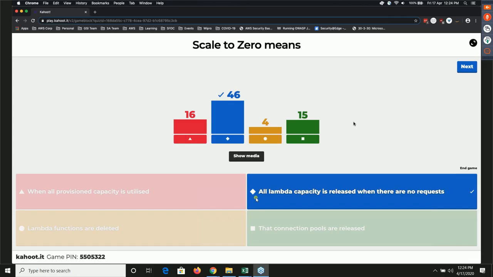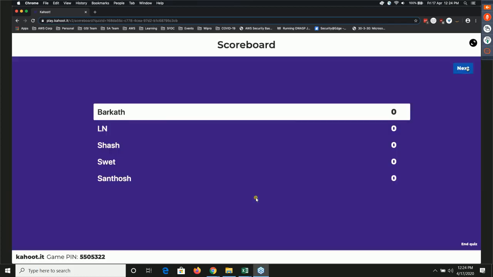And 15 people said connection pools are released. No, there are no connection pools in Lambda. Connection pools are more of a database construct. Here you have Lambda pools, but the pool is not released, but the pool becomes empty. But this was a bit of a trick thing here. Let's see how did we do. Okay, we have different folks from last time on the leaderboard right now.